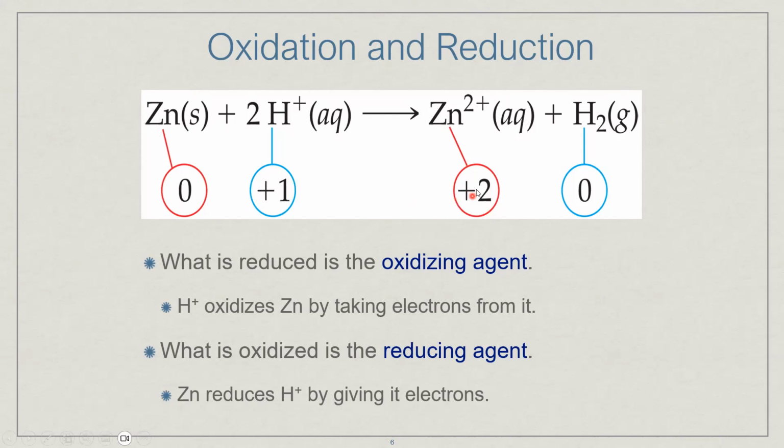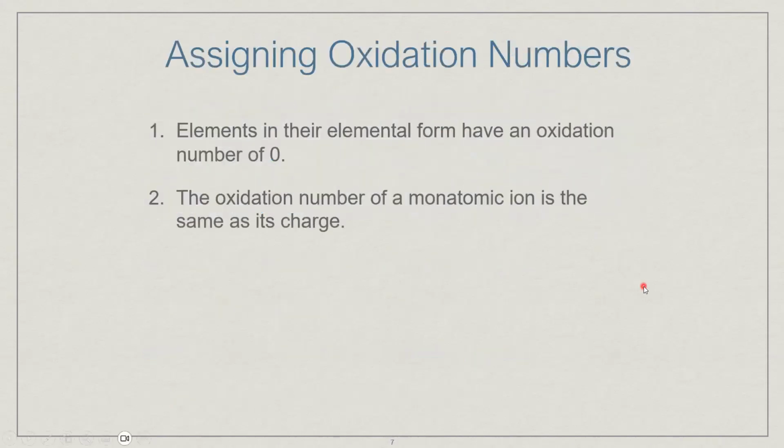And then similarly with the zinc on the right, just that ion by itself, so the oxidation number is just going to be equal to that charge. And then similarly, if we had just like a fluoride ion, -1, the oxidation number there would just be -1.